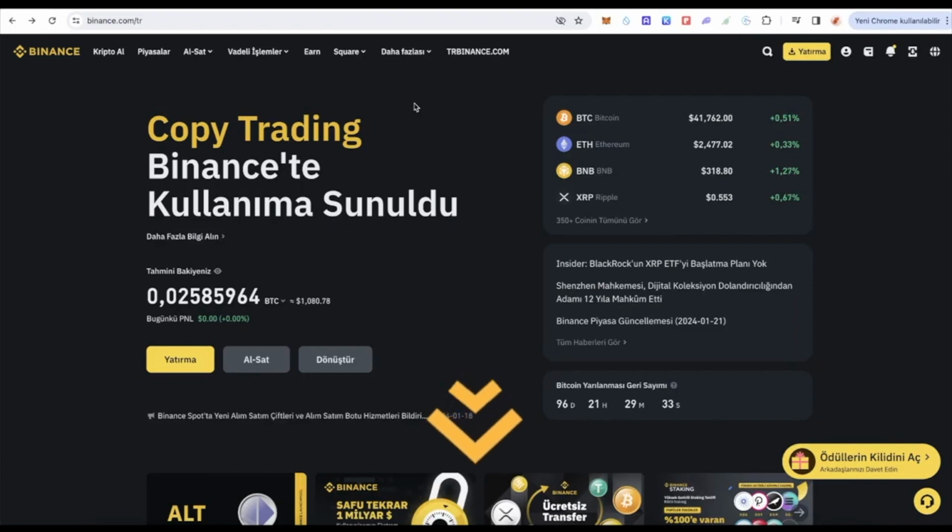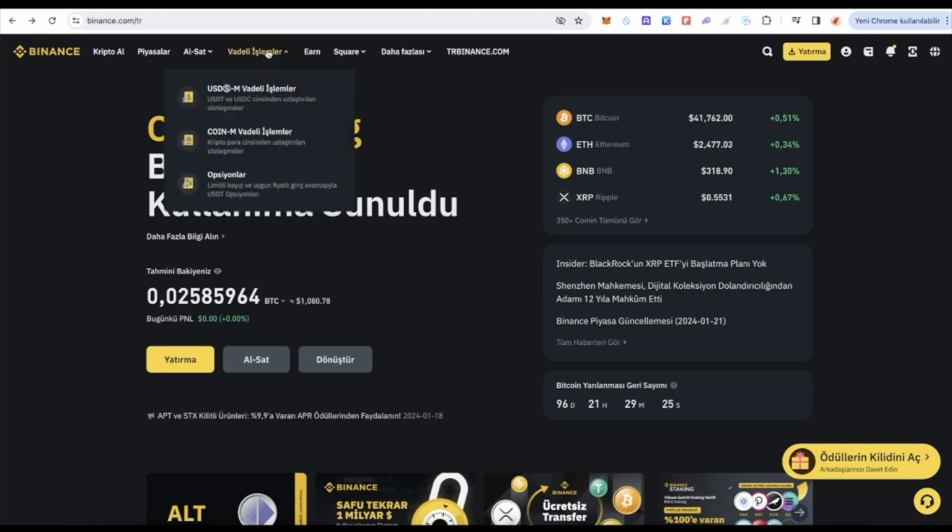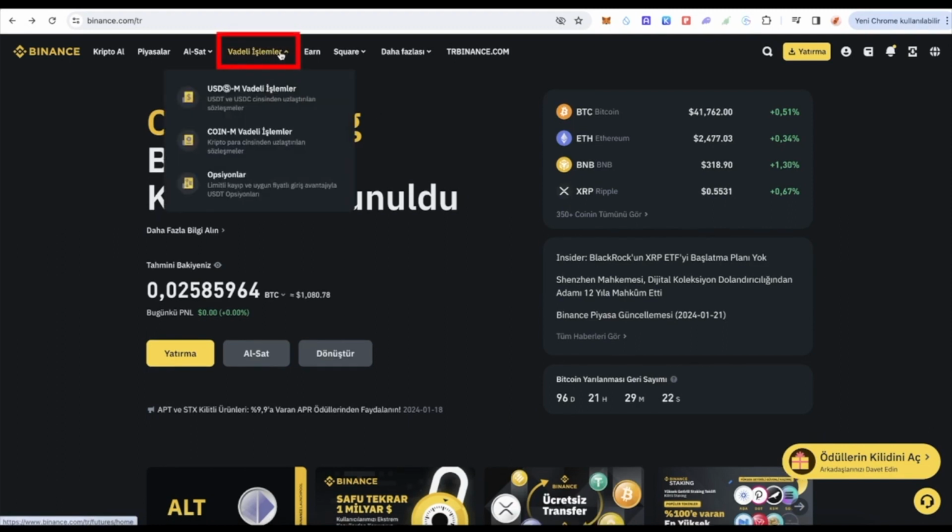Now I'm explaining this part for those who already have a Binance account. Look, there are futures here on the screen, friends. This is futures in English. I click on USDM futures. When you click here for the first time, look, here is a page where you can enter a reference.